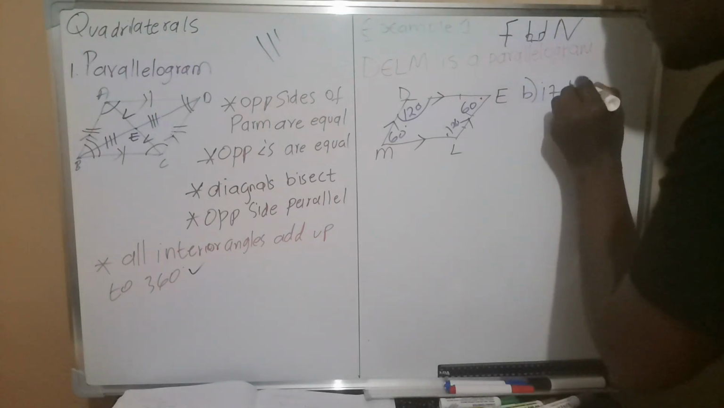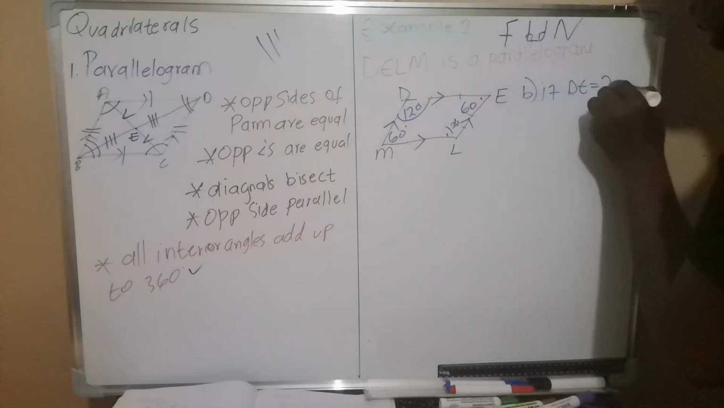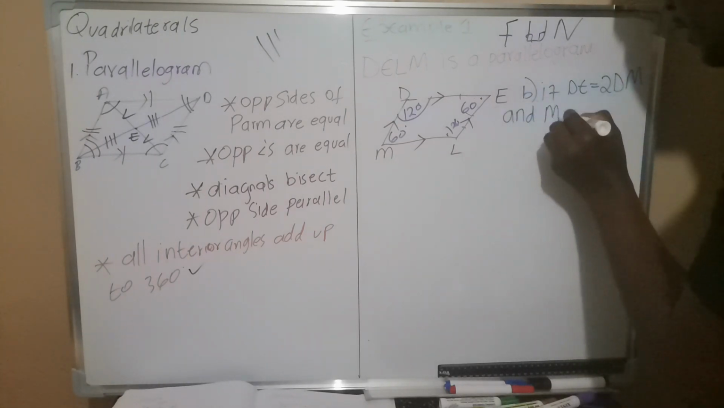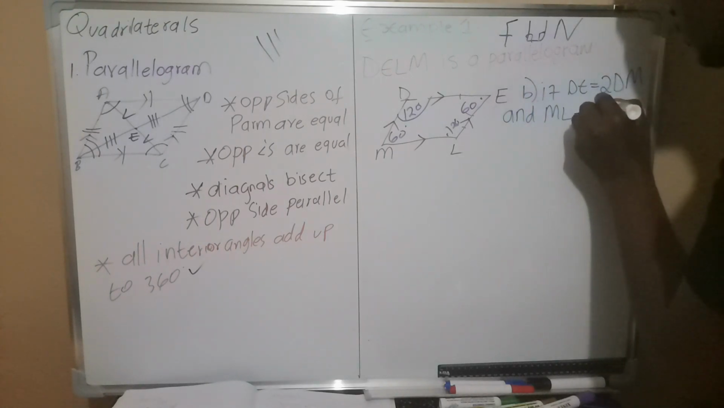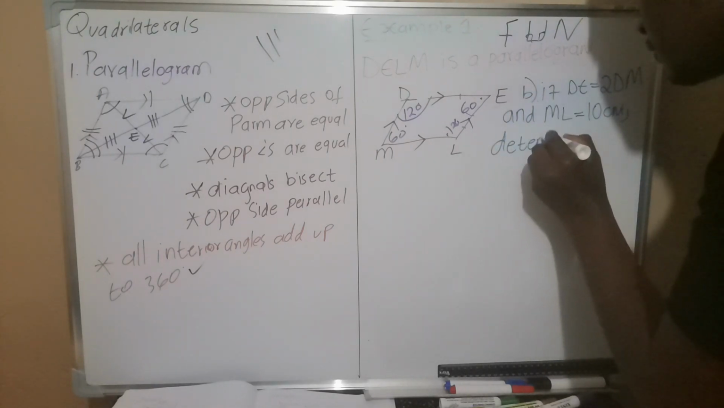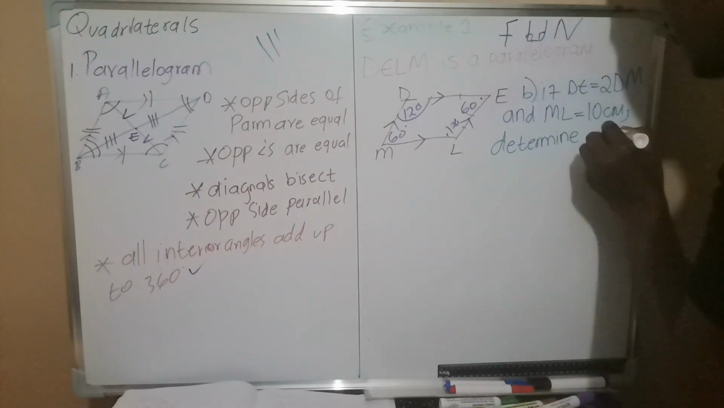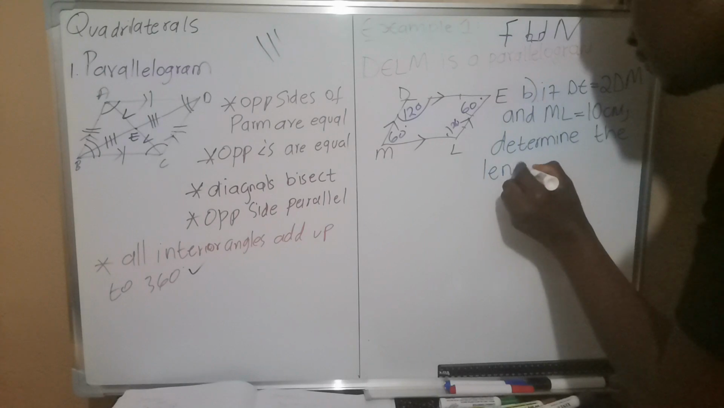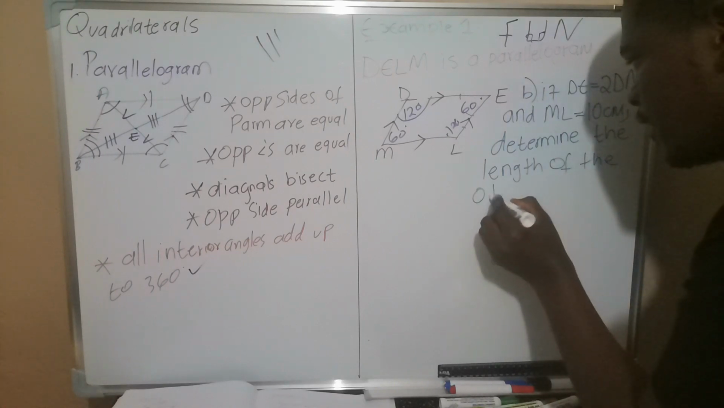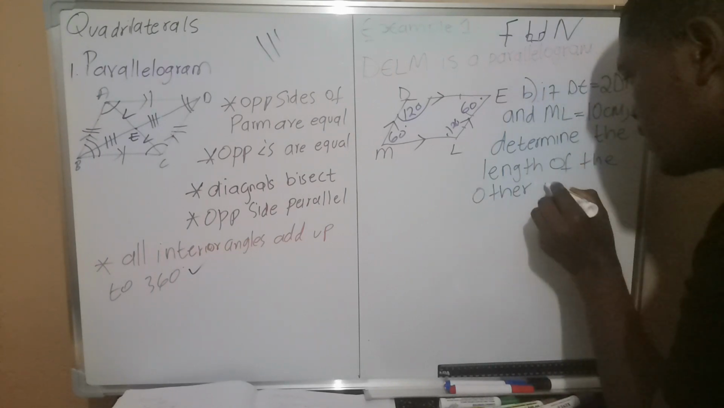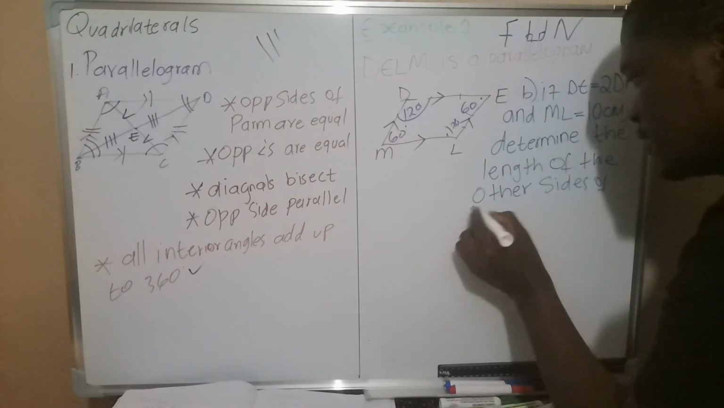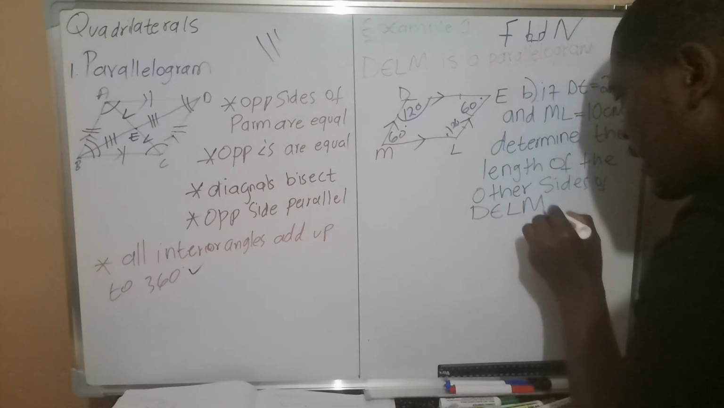if DE is equal to 2 times DM, and ML is equal to 10 centimeters, determine the length of the other sides of DELM.